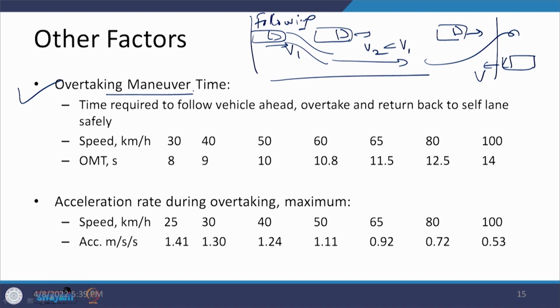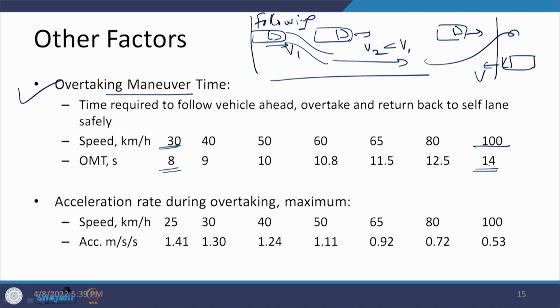And this overtaking maneuver time is again correlated with the speeds, and you can see for a speed of 30 kilometers per hour, it is defined as 8 seconds. But when it increases to 100 kilometers per hour, then this is 14 seconds. And this is one value which we will be using when we talk about the calculations of overtaking maneuver time.